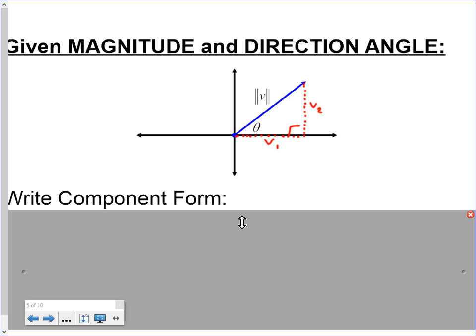So now the question becomes, can you rewrite the horizontal component v sub 1 in terms of magnitude and theta? So think about v sub 1, magnitude, theta. What trig function would you be working with right here?